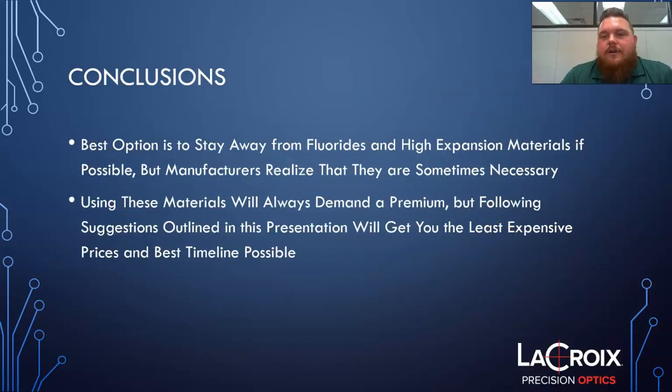So in conclusion, with regard to designing for manufacturability using fluorides and other high expansion materials, your best option for these materials with regard to the least amount of risk and then the least amount of additional cost and timeline added to your order is to not select these materials in your design if you can design with a tamer material, if it does not add an appreciable amount of complication to the design itself. But if you do deem that you need these materials, most definitely us as manufacturers do realize that they are in some situations necessary. But if you do deem you need these materials, please just understand they will always demand a premium. But if you do follow the suggestions that I've outlined in this presentation, that will get you the least expensive prices and the best timeline possible for your design using these types of materials.